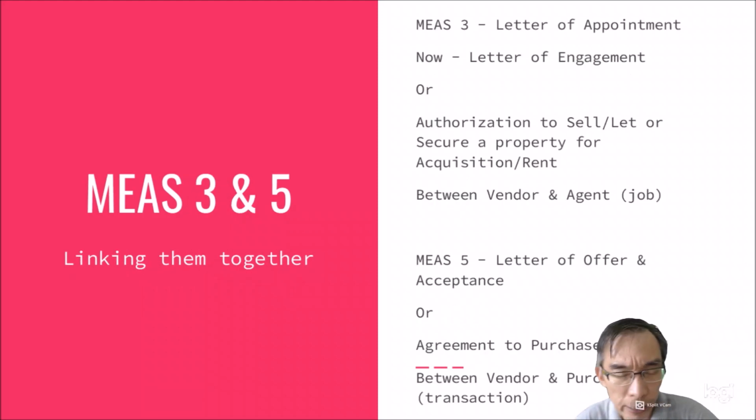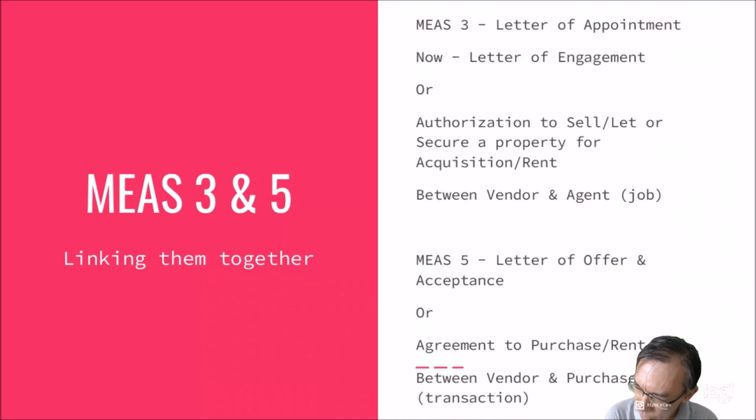So let us group this MEAS 3 and MEAS 5 together, linking them together. MEAS 3 is the letter of appointment or engagement, or in general terms called authorization to sell or to let, or, if you are looking for a particular property, an authorization to secure a property for acquisition or for rent. So it's between the vendor and the agent. It's actually a job appointment, an engagement job. That means the agency is engaged and employed by a principal, or in this case a vendor, to do something. It is a job instruction.